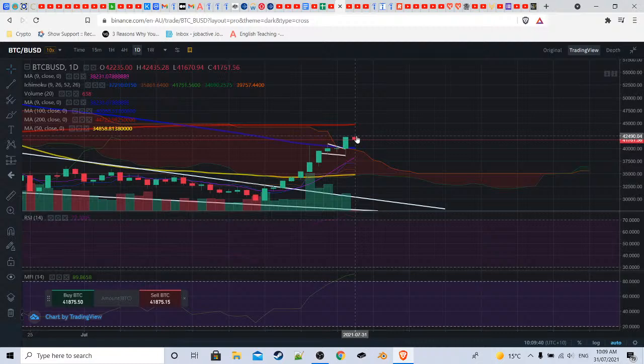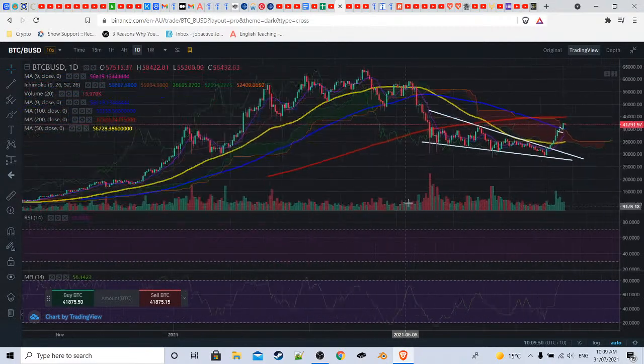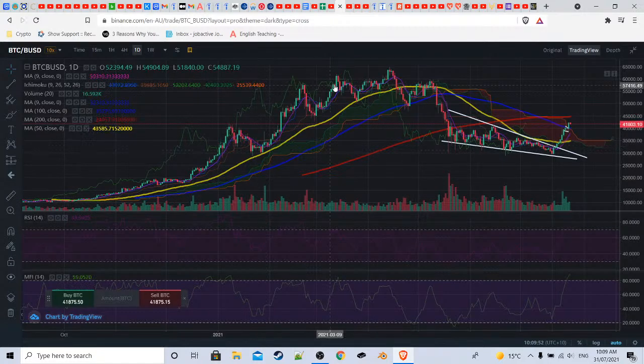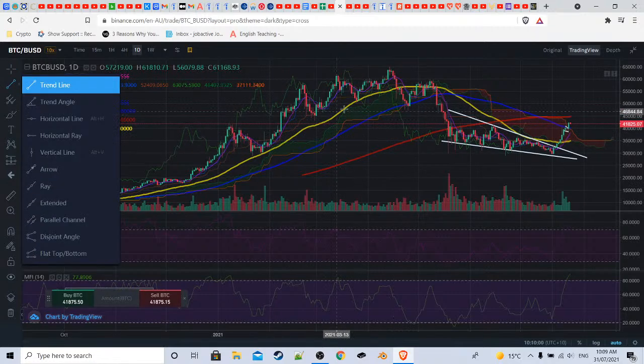Not really a significant number. 42,323. Okay, so let's have a look on the daily for any other points where there may have been some resistance or support. Because as you know, resistance becomes support if it breaks through it on the upside, and vice versa on the downside. Support becomes resistance if it goes downwards.